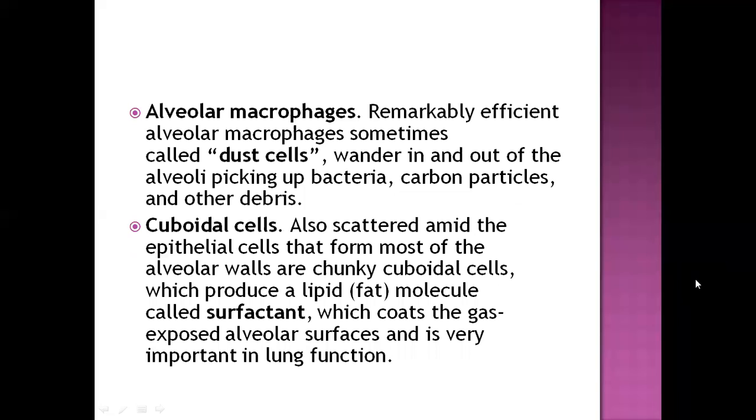Talking about immunity, alveolar macrophages protect the airway from different kinds of foreign bodies and pathogens. Also there are cuboidal cells. They are scattered epithelial cells which produce surfactant. Surfactant is very important in the involuntary movement of the lungs during gas exchange.